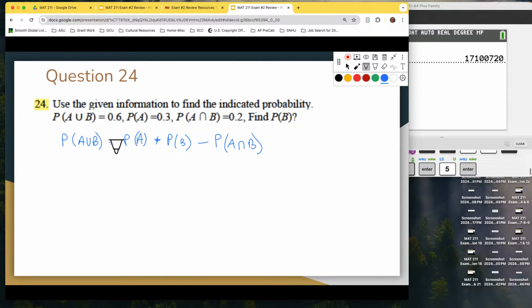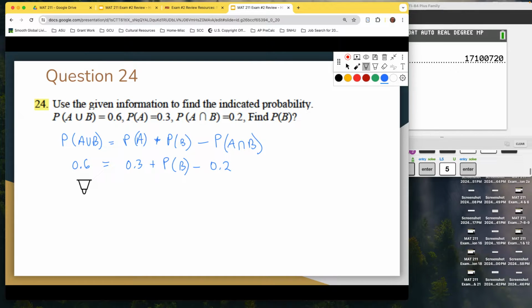And so let's plug in what we've got, and we'll do this with the formulas, and then we'll also do it with the Venn diagram, see how that works. So probability of A union B is 0.6, or 60%. I kind of like percentages, easier to think. Probability A is 30%, 0.3. Probability B, we don't know, so we'll leave that. That's what we're going to solve for. And we're subtracting probability A intersect B, which we're given as 0.2.